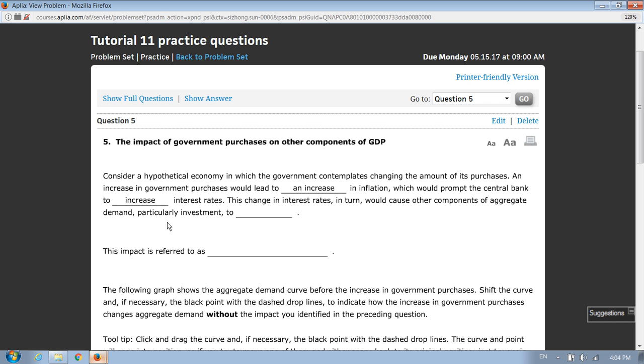This change in interest rate in turn will cause other components of aggregate demand, particularly investment, to decrease. Interest rate goes up, investment cost goes up, so firms will reduce their investment. This is called the crowding out effect.